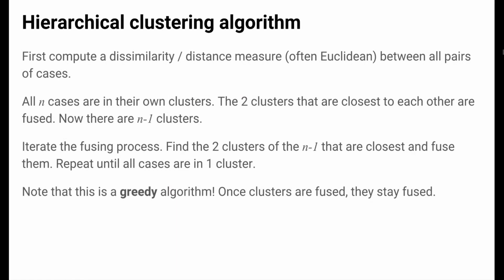So the first step in the clustering process is to compute a dissimilarity or distance measure between all pairs of cases. And very often it's Euclidean or diagonal distance that's used. But other measures can be reasonable and should be considered carefully before we actually start clustering. So at the start, all n cases are in their own clusters because this is a bottom-up agglomerative approach. And using our calculated distance measures between all pairs of cases, we'll find the two that are closest and fuse them to form a branch in the dendrogram. Now we have n-1 clusters.